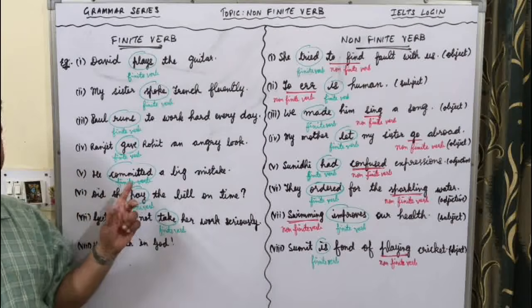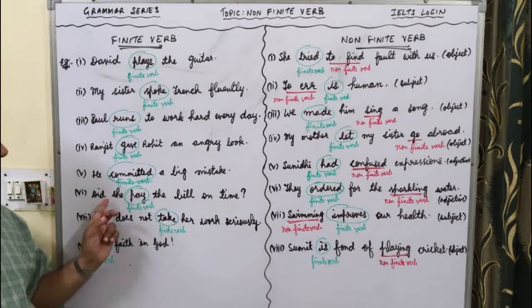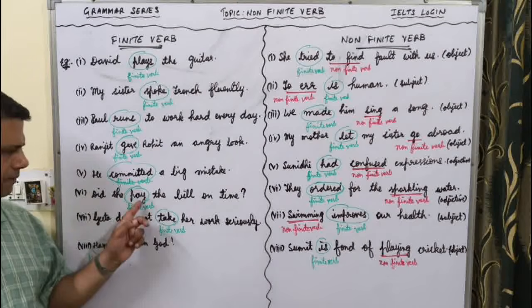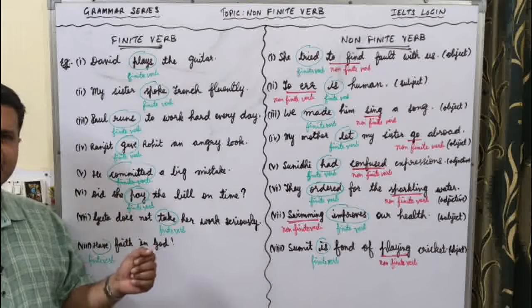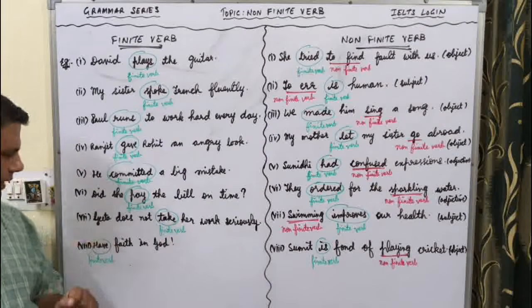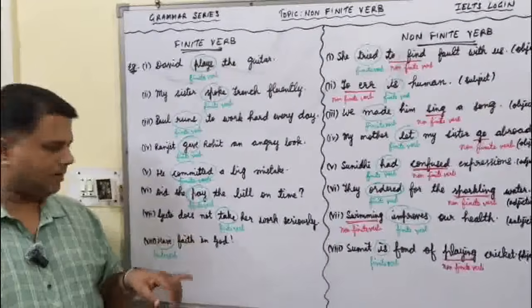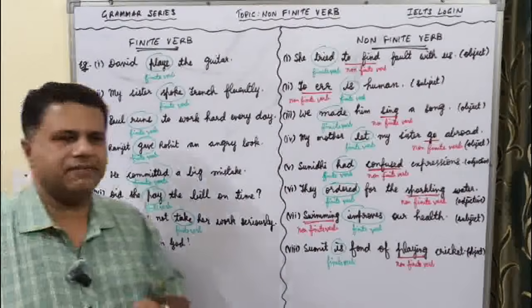He committed a big mistake. Committed is a finite verb because this is acting as a verb. Did she pay the bill on time? Pay is acting as a verb here. Geeta does not take her work seriously, so take is acting as a verb here, so it is a finite verb. Have faith in God. Have is the tense element. Have is a verb.